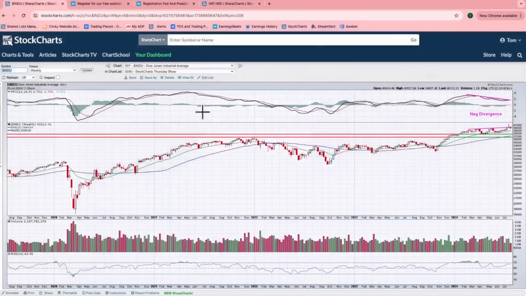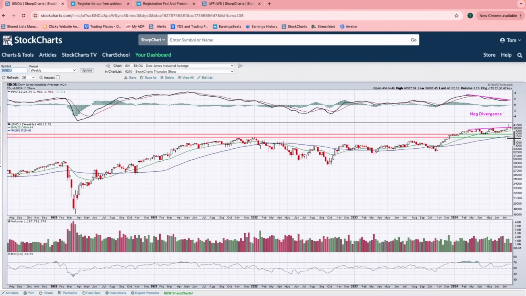This is a long-term weekly chart. Because I do these shows weekly, I think sometimes it's helpful to take a look at a weekly chart to see what's transpired since the last video. But you can see prices on the Dow Jones continue to move up, but the weekly PPO continues to move lower. So we have a negative divergence.